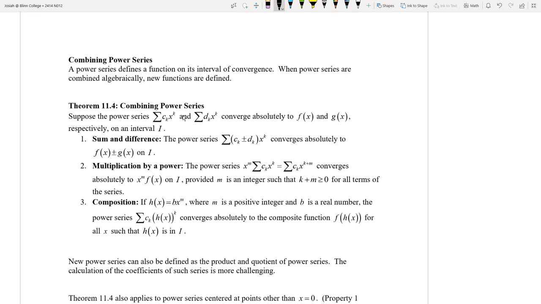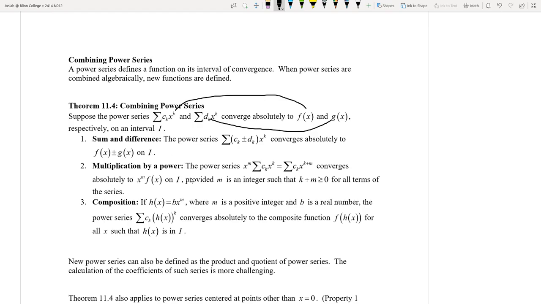So we're actually going to say here that c sub k x to the k converges to f of x. Say that we actually know what it converges to. That converges to a function that we can write down here. And we have our other function there. So when we add the two series, we add the two functions on I.